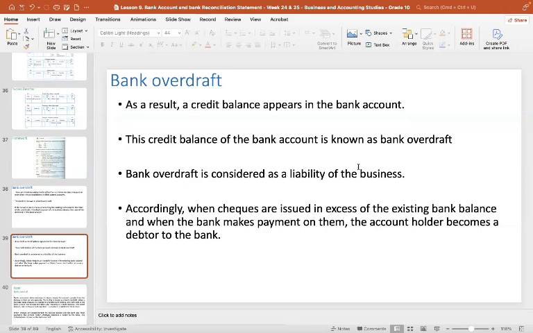Accordingly, when checks are issued in excess of the existing bank balance, when the bank makes the payments on them, the account holder becomes a debtor to the bank. එතකොට bank එක පැත්තෙන් බැලුවම bank එකට මේ customer debtor කෙනෙක් වෙනවා. bank account එක, bank balance එක, ඒ කියන්නේ bank account එක business එකට liability එකක් වෙනවා. ඒ වගේම business එක bank එකට receivable එකක් වෙනවා. හරිද? එහෙම නැත්නම් debtor කෙනෙක් වෙනවා. මේ ටික තේරුණාද? Did you understand this concept?